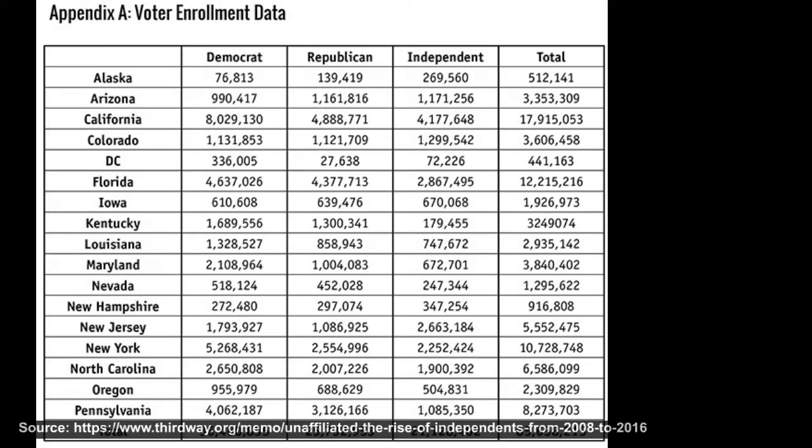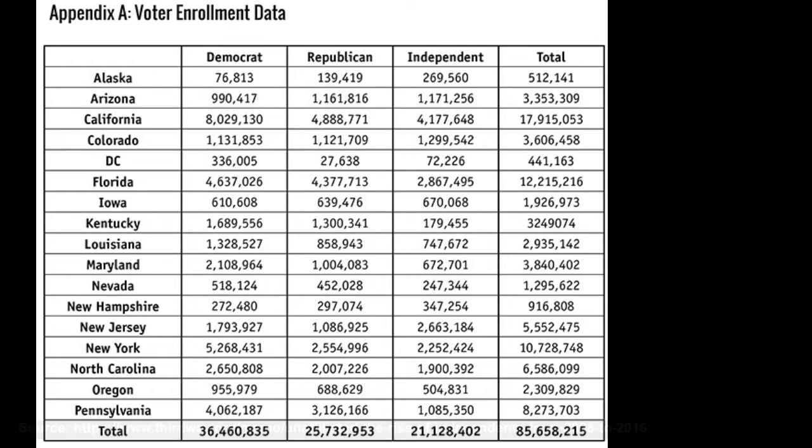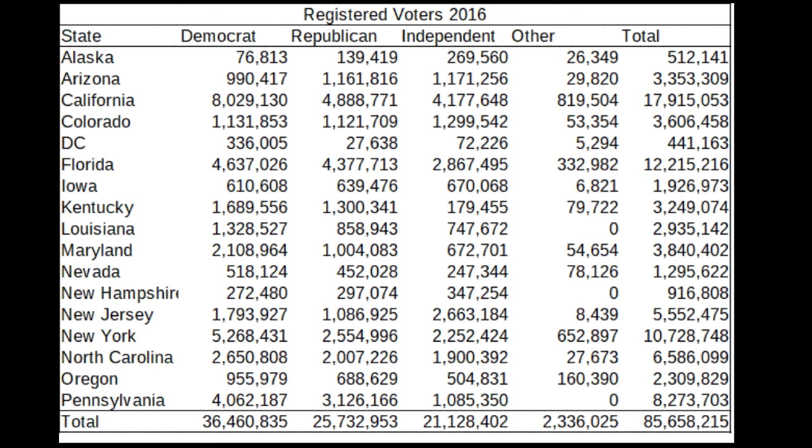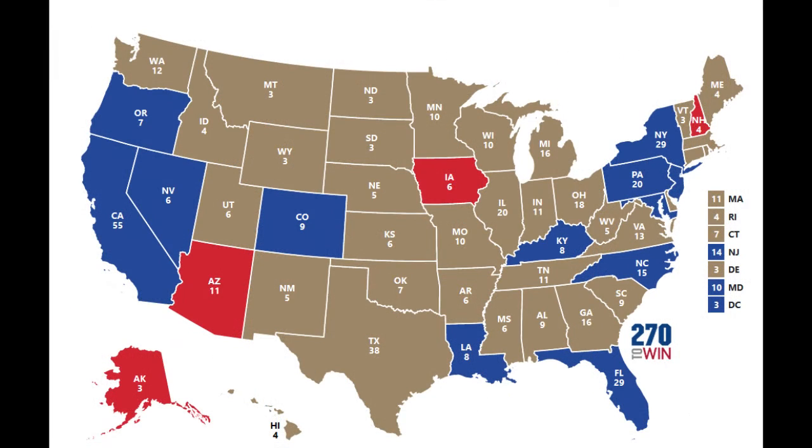I found this table from Thirdway. In my companion video, I explain the changes I made and why I made them, so this is the table I will be using for this section. We will now analyze and see how accurate it is. Hillary should have won California, Colorado, D.C., Florida, Kentucky, Louisiana, Maryland, Nevada, New Jersey, New York, North Carolina, Oregon, and Pennsylvania. Trump should have won Alaska, Arizona, Iowa, and New Hampshire.